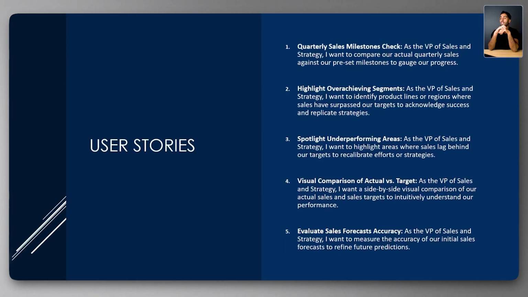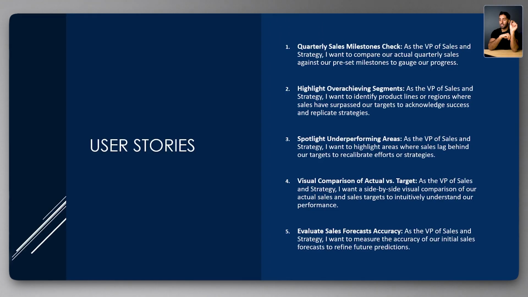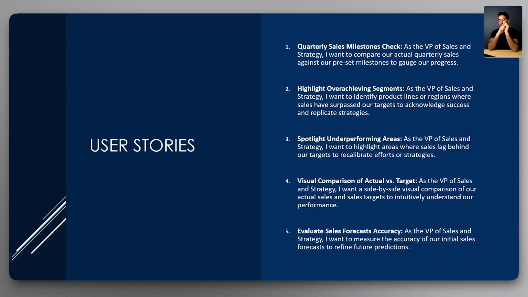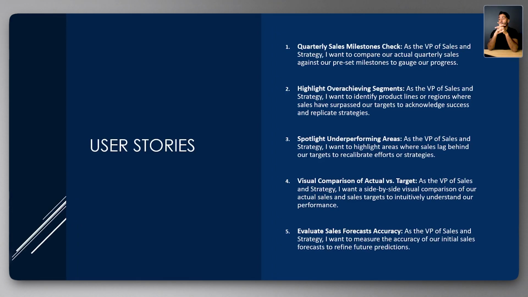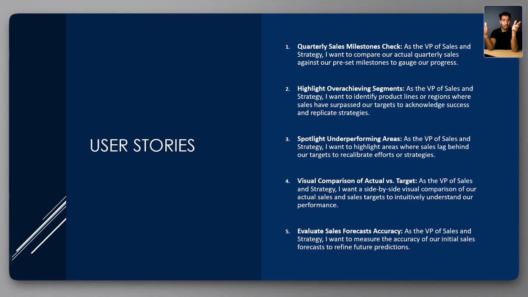The first thing is quarterly sales milestones check. As the VP of Sales and Strategy, I want to compare our actual quarterly sales against our pre-set milestones to gauge our progress. Okay, notice quarterly, important. Number 2, highlight overachieving segments. As the VP of Sales and Strategy, I want to identify product lines or regions where sales have surpassed our targets to acknowledge success and replicate those successful strategies.